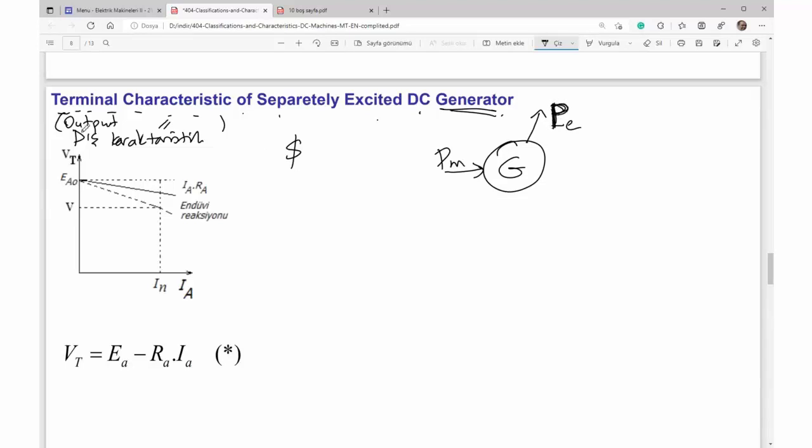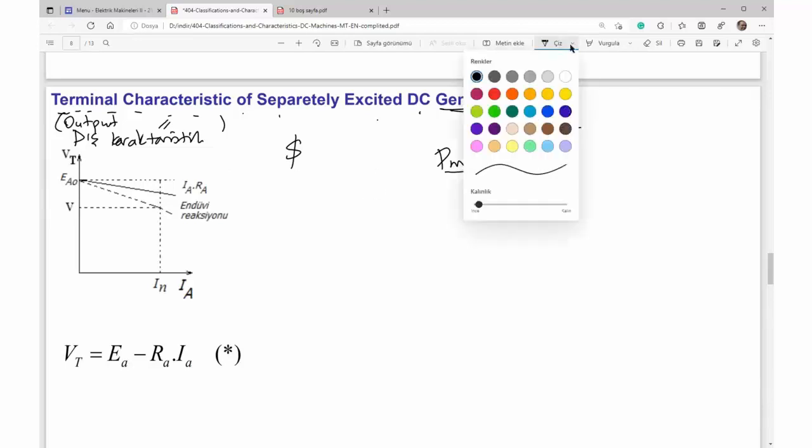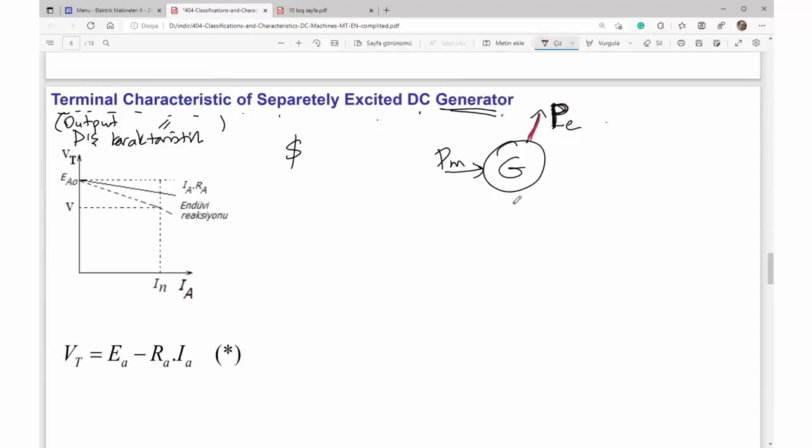Now, output characteristic. When someone says terminal or output characteristic, let me show you the figure. Here is the dynamo. Here is the terminal voltage. On the terminal, generally we supply some electrical loads. Here are loads. Here would be load current.